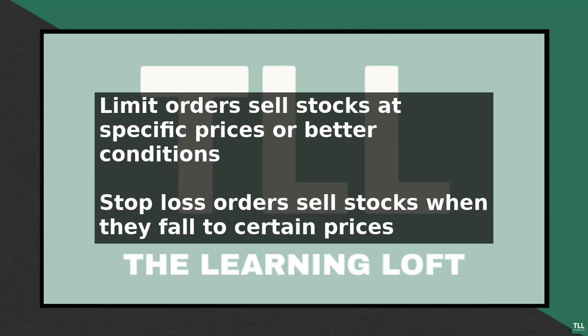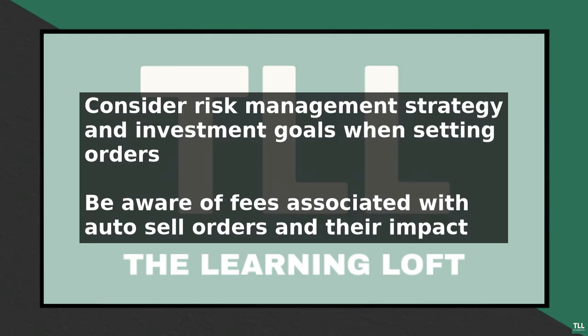To illustrate this concept, let's consider a practical example. Suppose you buy 100 shares of a stock at $50 per share and want to sell it when it reaches $60 per share. You can set an auto-sell limit order at $60. And when the stock price reaches this level, the platform will automatically sell the shares.